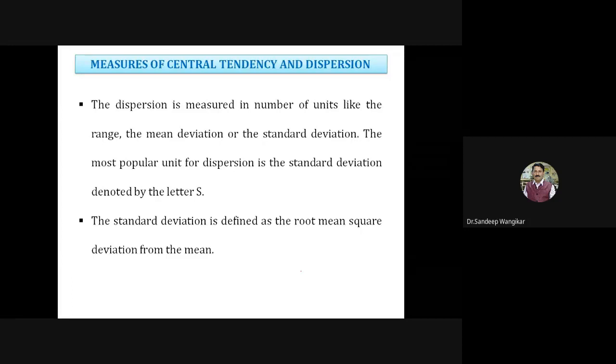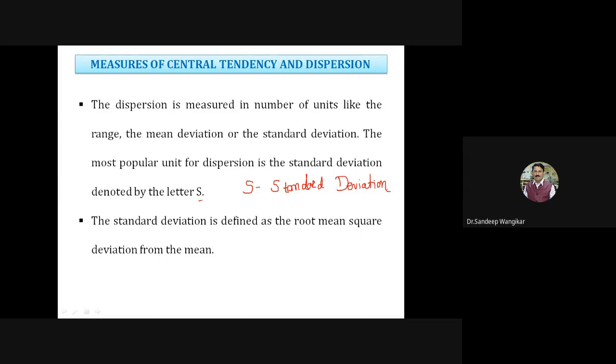The dispersion is measured in a number of units like range, mean deviation, and standard deviation. The most popular unit of dispersion is the standard deviation, denoted by S. This is very important, and we will take a numerical also. So S stands for the standard deviation.